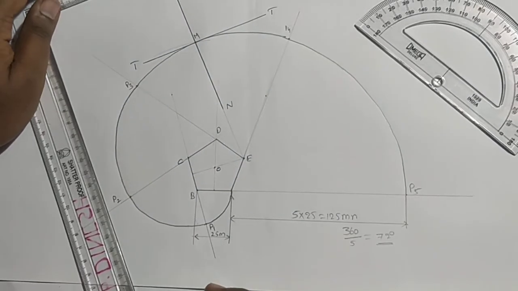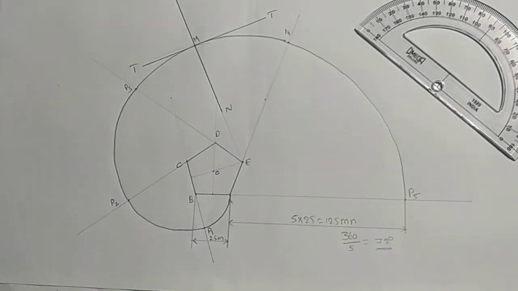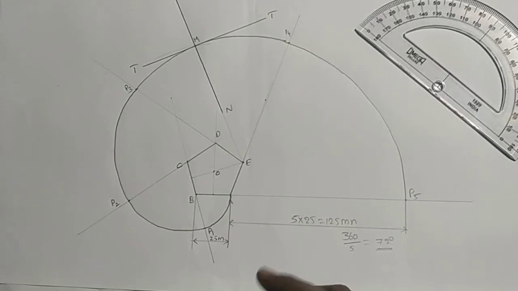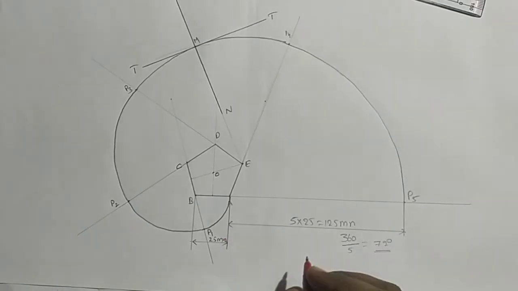Like this we need to construct the involute of a pentagon with side length 25 mm. It is the involute of a pentagon.